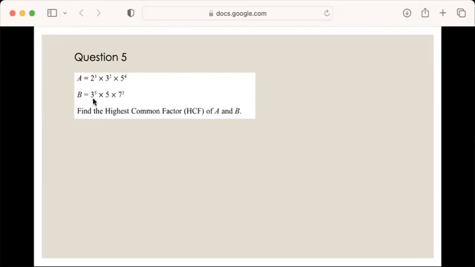3 squared and 3 to the power of 5. So the lowest of 3 is 3 squared. Here 5 to the power of 4, here 5 to the power of 1. So lowest of 5 is just 5. And 7, we don't have a 7 there. Okay, so now 3 squared is 9, and 9 times 5 is 45. So the highest common factor, HCF, of A and B is 45. Right. Okay.